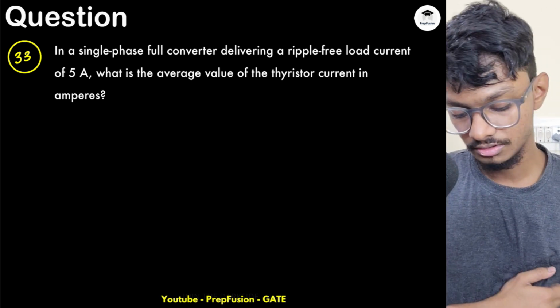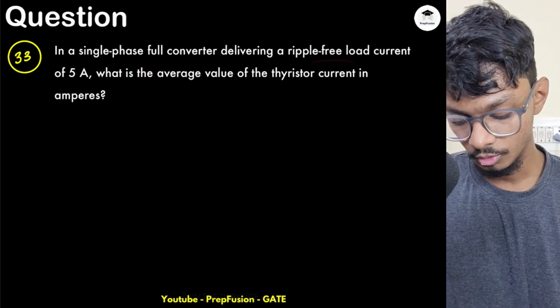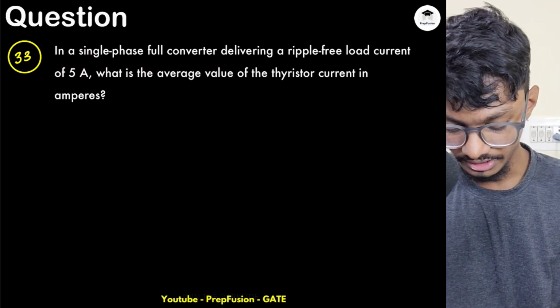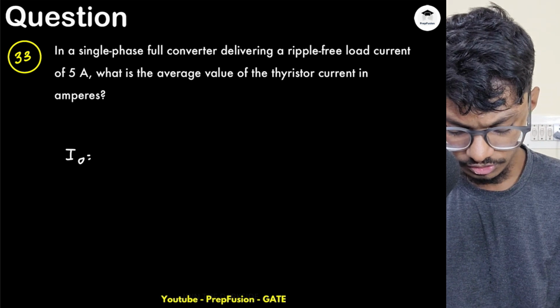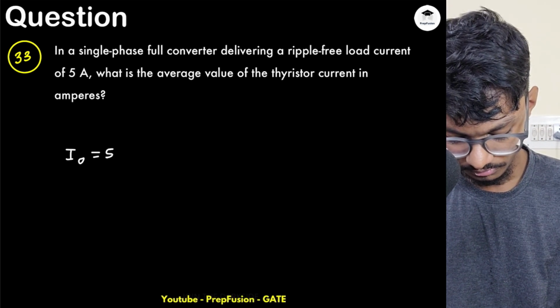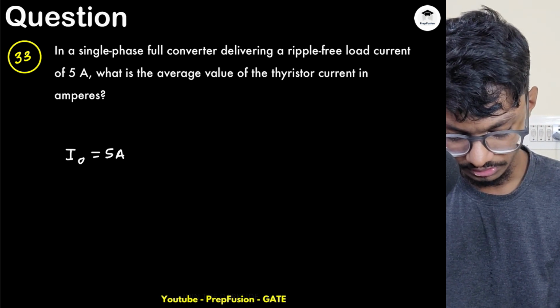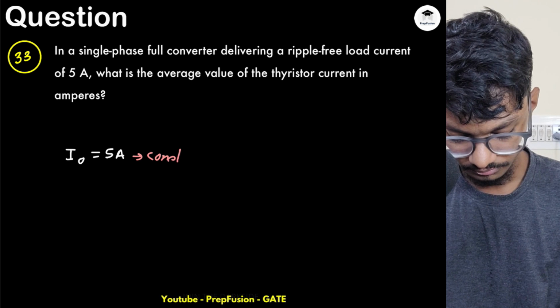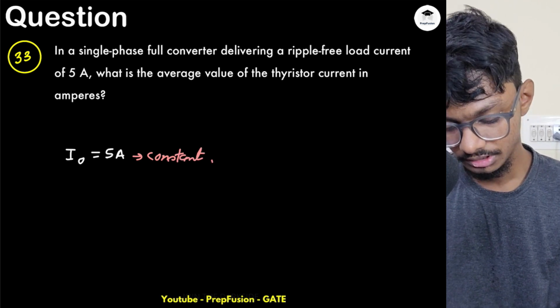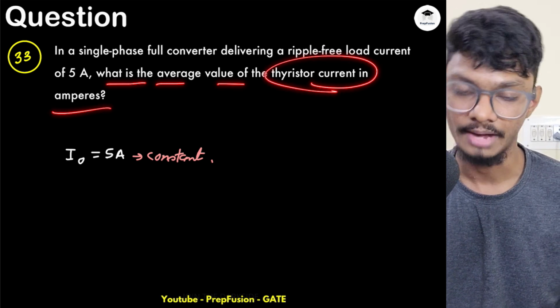So the next question is this: in a single phase full converter delivering a ripple free load current of 5 amperes. So my load current IO is equal to 5 amperes. It is a constant load current. Okay. So what are they asking? What is the average value of the thyristor current in amperes?